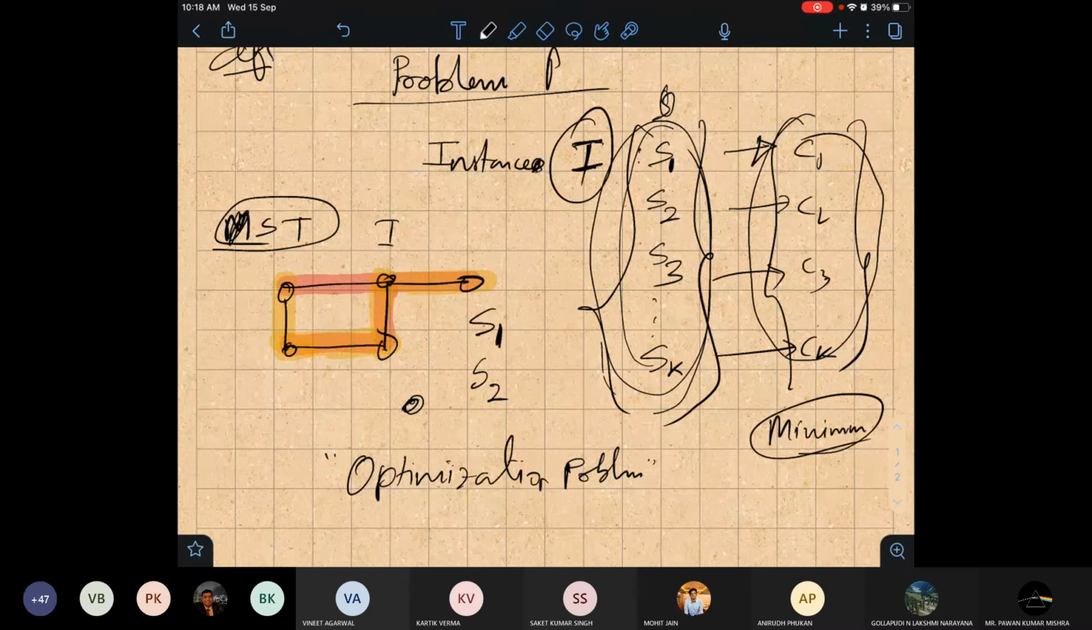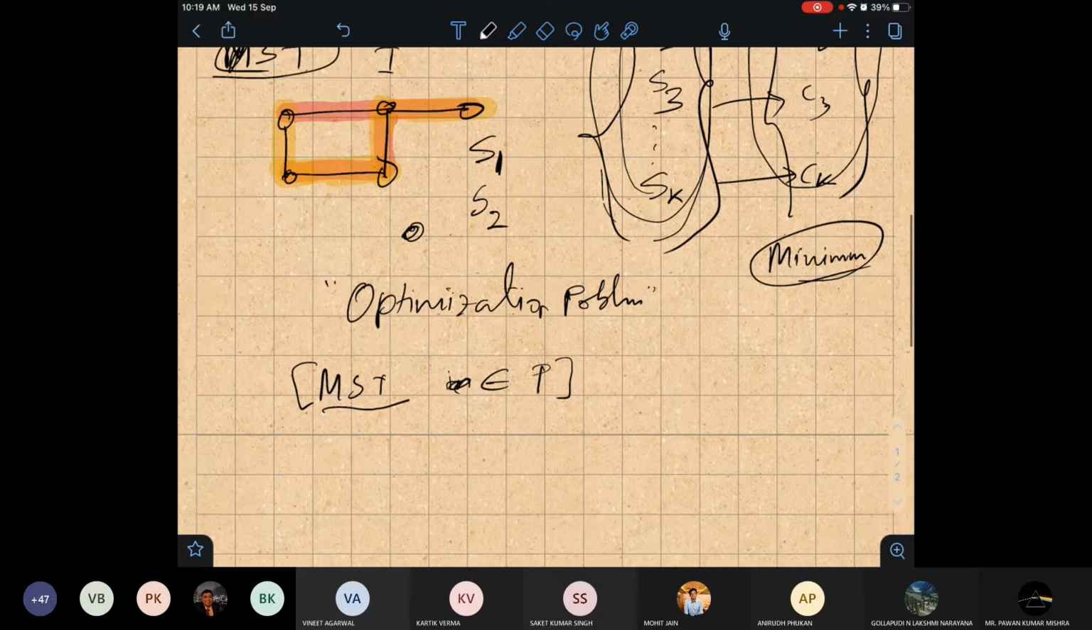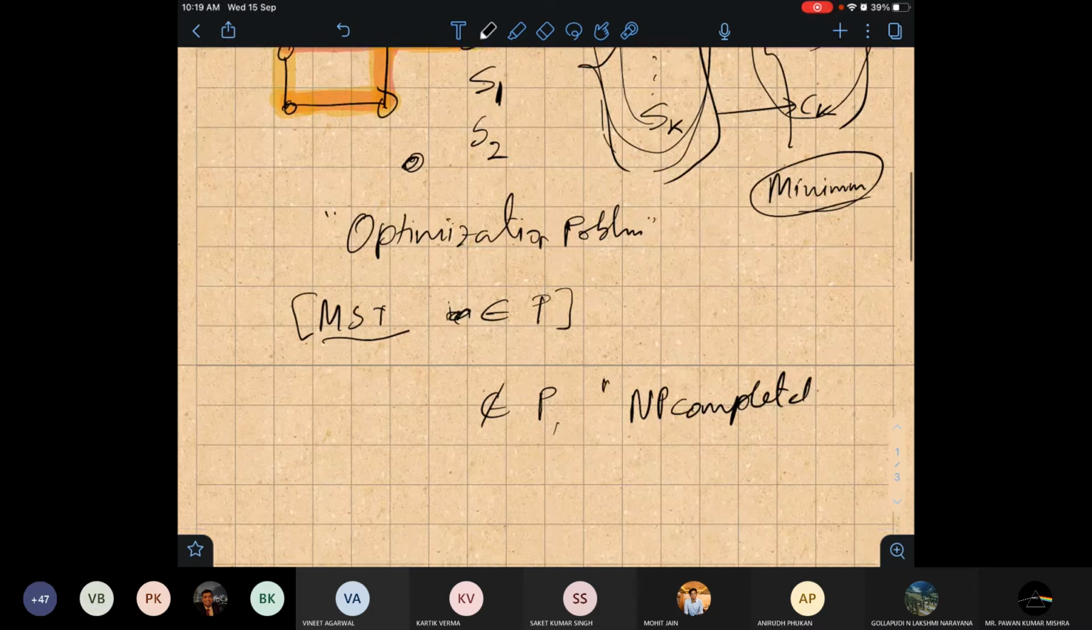Since the minimum spanning tree problem belongs to class P, we can solve it in polynomial time for all instances and get exact output. So there is no issue for the MST problem, but there are many problems which do not belong to class P. We say those problems are NP-complete. For those problems, we have to design an approximation algorithm.